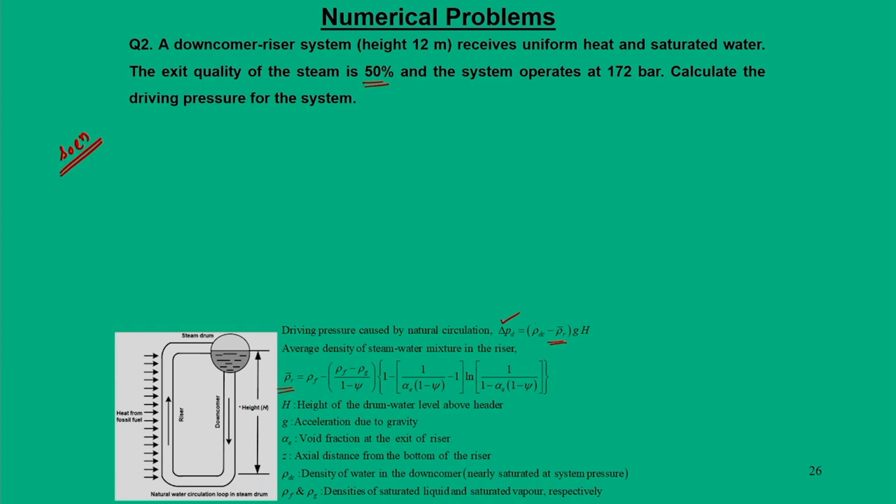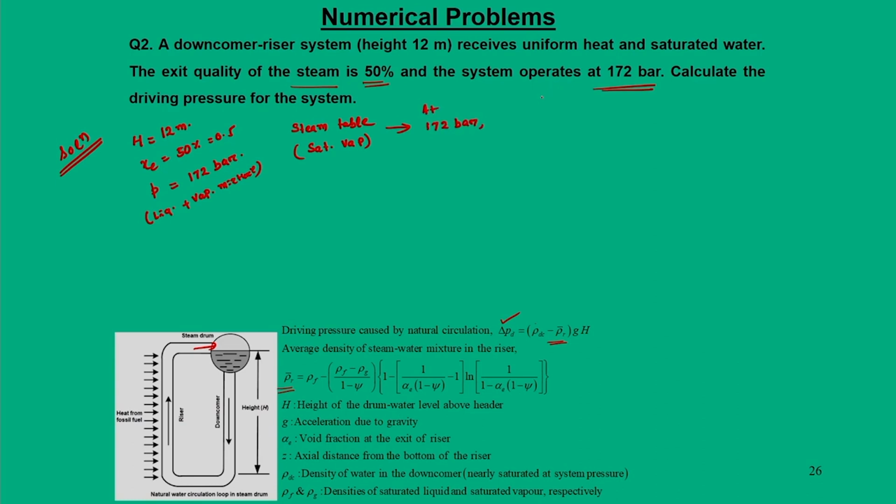So, first thing is height h, which is given as 12 meter, that is the riser height. Xe, that means exit quality of the steam at this point, is 50%, that is 0.5, and it operates at 172 bar. So, P is equal to 172 bar. Now, here it is operating in liquid plus vapor mixture. So, from the steam table you refer saturated vapor conditions. This will give you two important parameters at 172 bar.